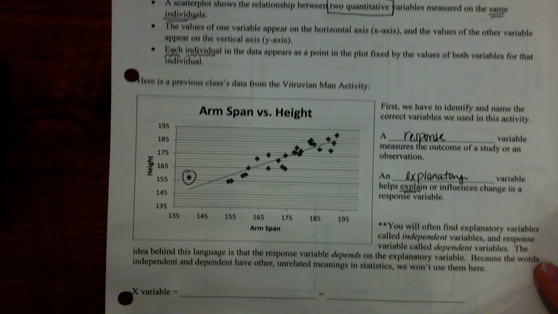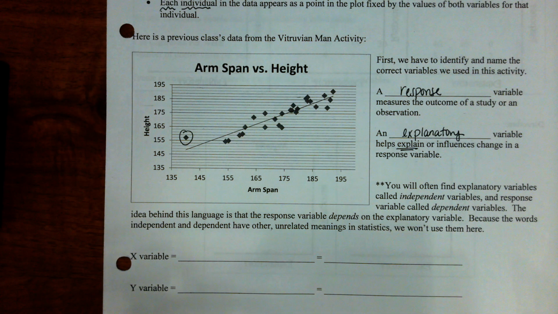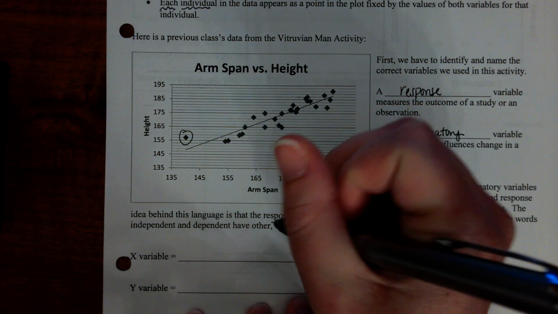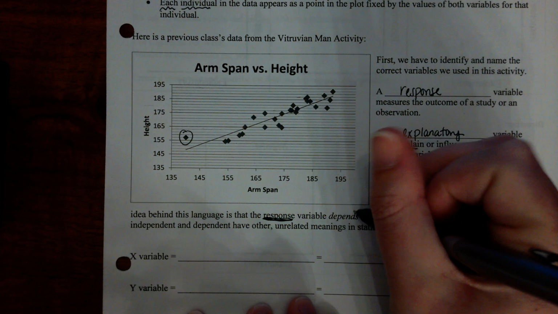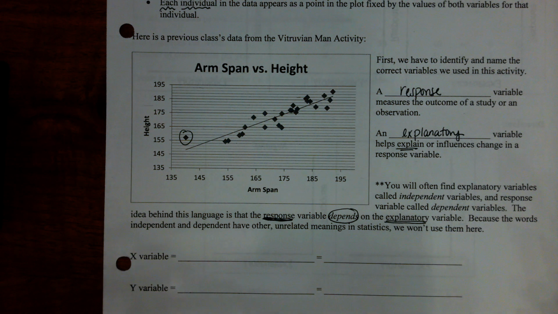So when we're looking at our explanatory and our response variables, normally you often find the independent-dependent verbiage. The only thing is here in stats, we don't really use the independent-dependent verbiage with the variables because it kind of pertains to something else entirely. So we always use the explanatory and the response. But the idea behind it is that the response variable depends on the explanatory. So the response depends on the explanatory.